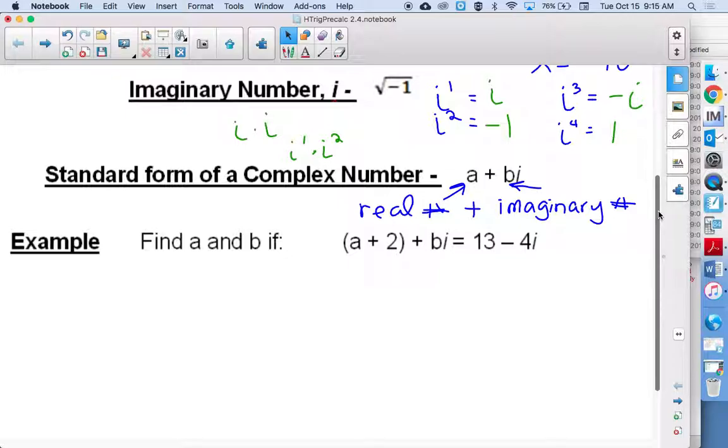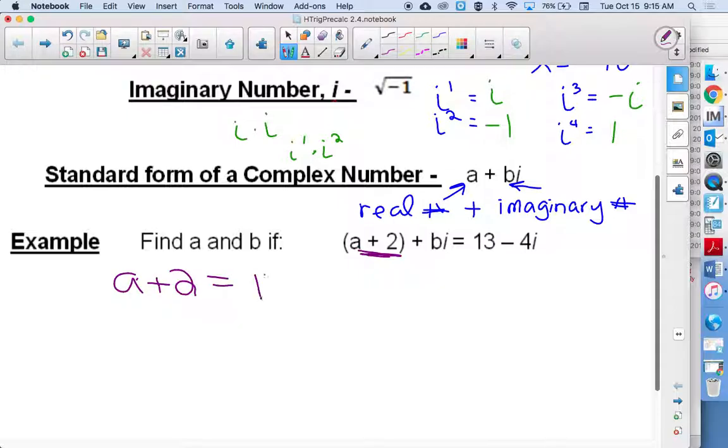What's the real part on the left? So what part is real on the left side? Colin? A plus 2. Yeah, this is the real part, A plus 2. Colin, what part is real on the right? 13. So to solve for A, which is the real part, you set it equal to the real number on the other side. So Colin, A is 11. To solve for B, which is attached to the imaginary part, you set it equal to the imaginary piece on the other side. So B is negative 4.